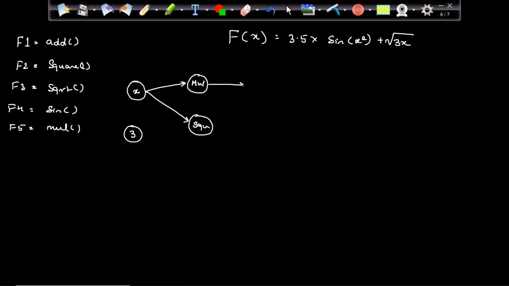The output of this particular input will go to the multiplication. The output of this will be 3x. And the output of this particular neuron will be x square. So I got my x square, I got my 3x. Now from this 3x, I want to do the square root of 3x. So I'll have one more neuron which will do square root, and the output which I will get is square root of 3x.